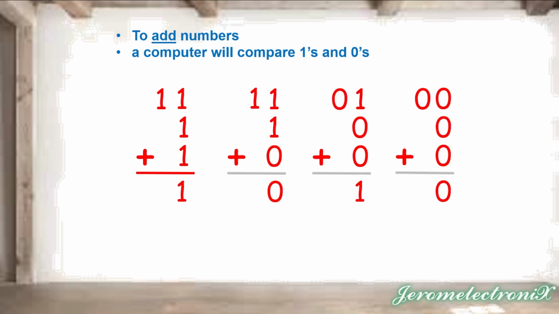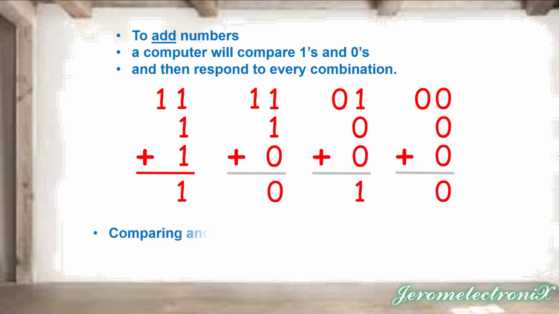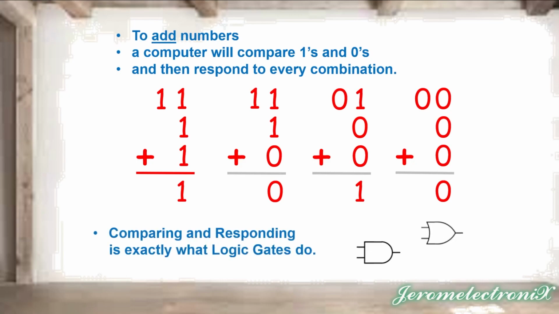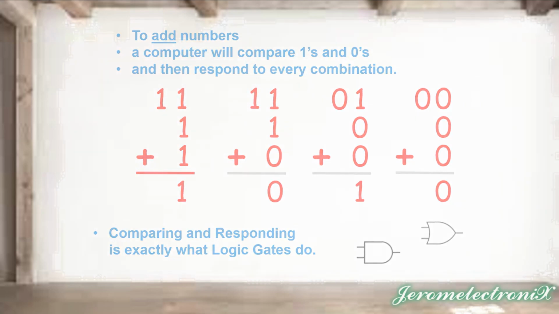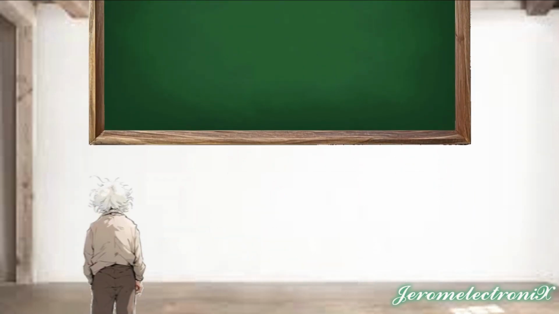Now, to add numbers, a computer will compare the ones and zeros and then respond to every one of these combinations. That's how it works, comparing and responding. That's exactly what logic gates do, and that's what we do in this course. Is we connect logic gates to make greater and greater artificial intelligence. Okay, so let's talk about binary subtraction.